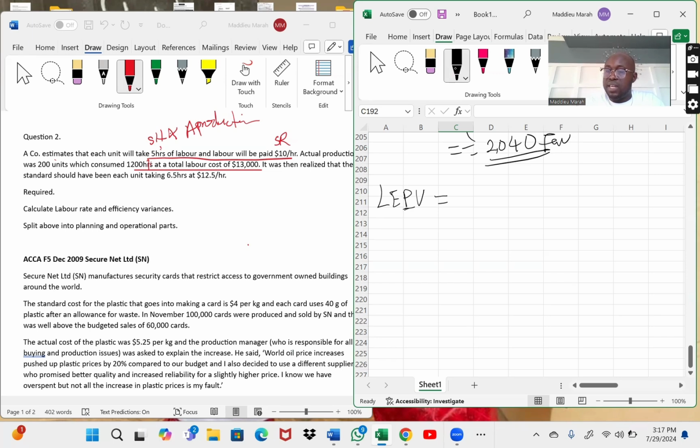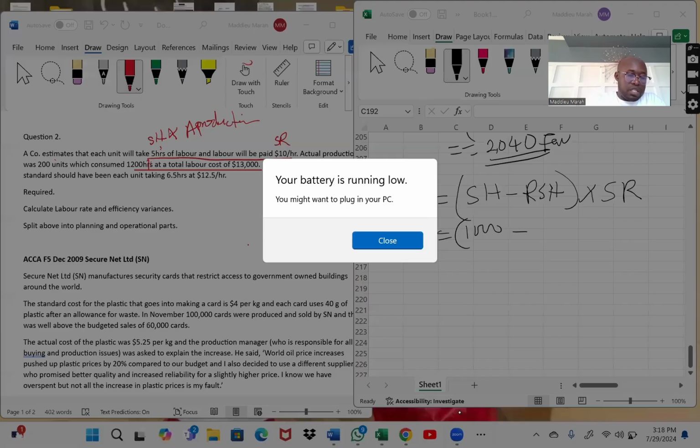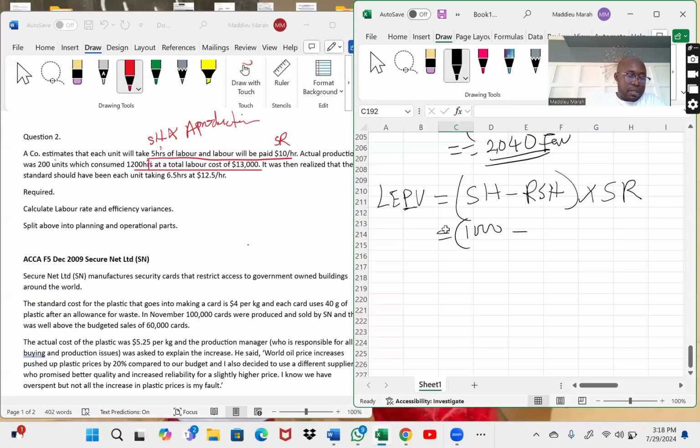Remember this word planning, looking at standard and revised. So we have standard hour minus our revised standard hour multiplied by what? Yeah, standard rate. What's our standard hour? Now our standard hour, we said it's 1,000 hours. And what's our revised hour? Revised hour, we said it's 6.5.